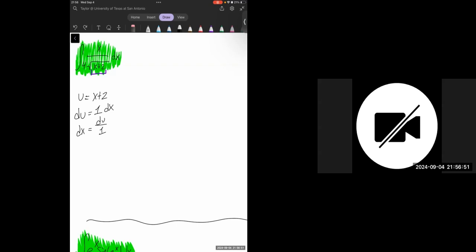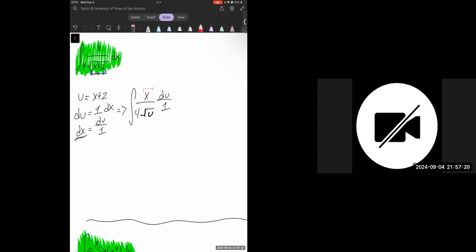Okay, so from here, I'm going to go ahead and substitute everything that I can back into my integral. Write the integral here. I have x over 4 square root u. And then now, remember, I have dx. So now dx equals du over 1. Okay, cool. Here's where we run into our first problem. What do we do with this x?